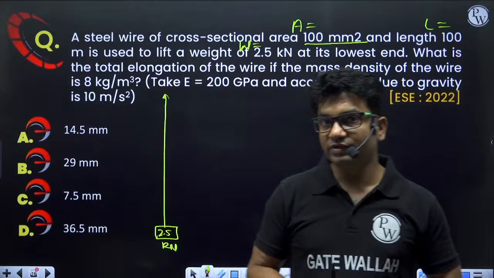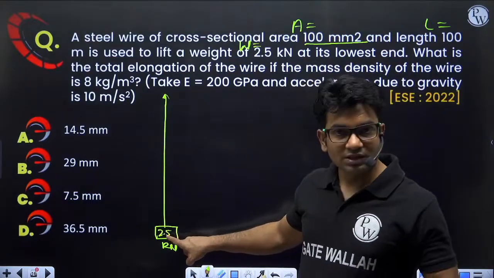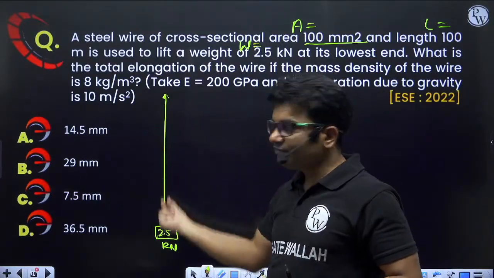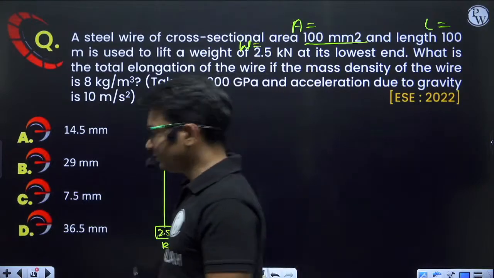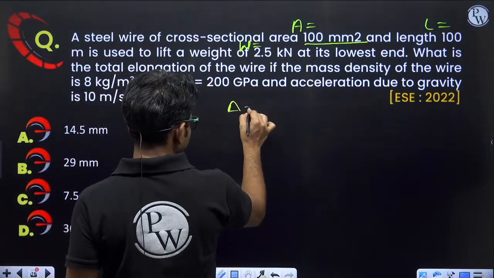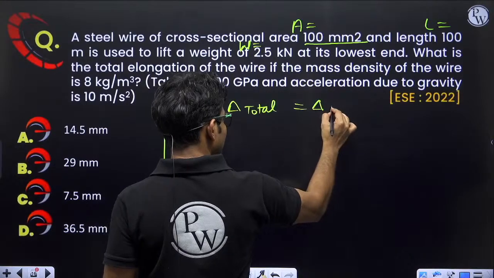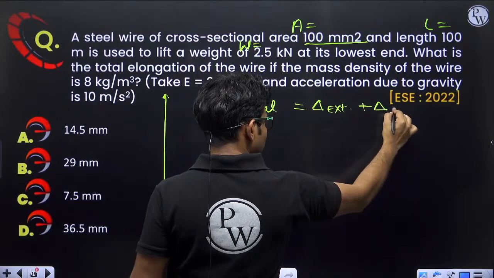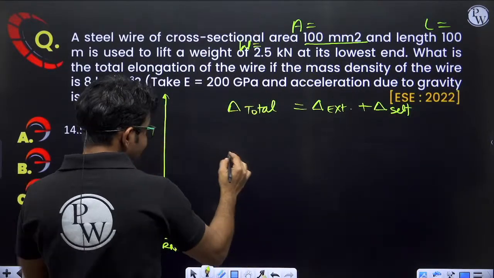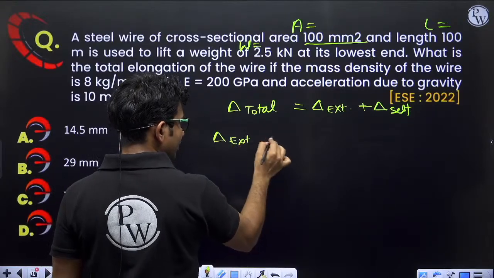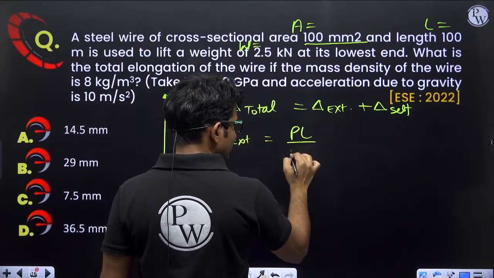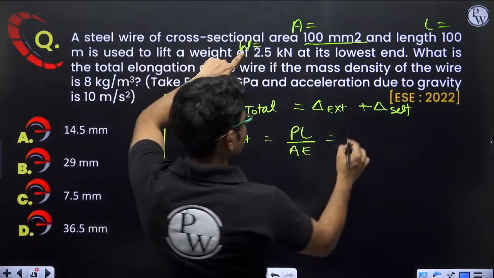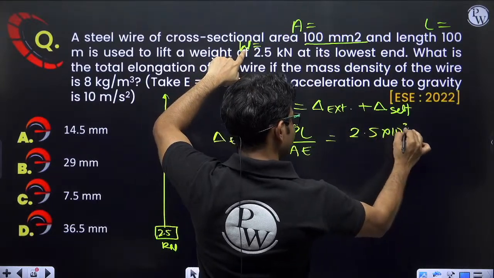So for elongation we will have to calculate the elongation due to the external load acting on this wire, and the elongation due to the self weight of the wire. Both the elongations we have to calculate and add. So total elongation will be equal to elongation due to external load plus elongation due to self weight. So delta due to external load, the formula is PL upon AE. What is the value of P? P or W is 2.5 kilonewton, 2.5 into 10 to the power 3. This is the load acting.